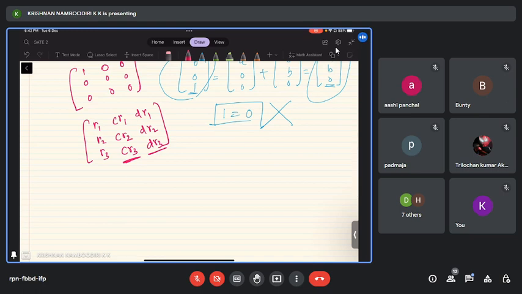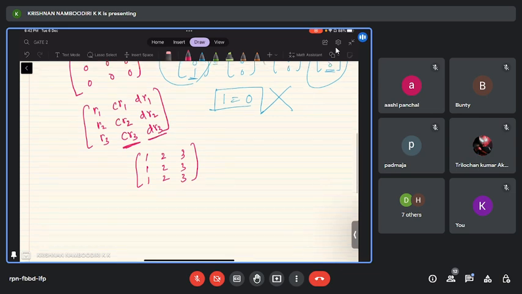Here rank is 1. I will give you an example: 1, 1, 1, 2, 2, 2, 3, 3, 3. So here rank is 1, correct? Because the second column is 2 times the first column, and the third column is 3 times the first column, correct? Or if you see row wise, all the rows are the same. First row times 1 is the second row. Again, first row times 1 is the third row. That means a scalar multiple of the first row gives the second row and third row, correct?